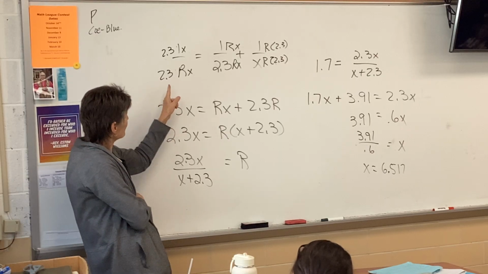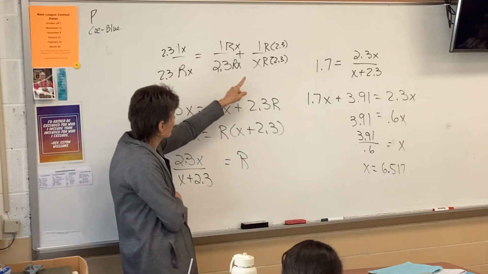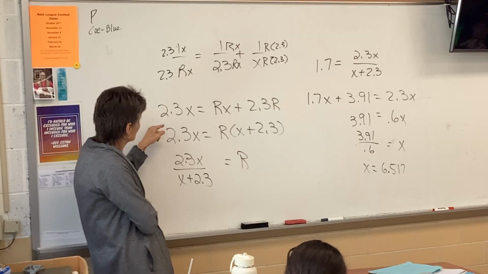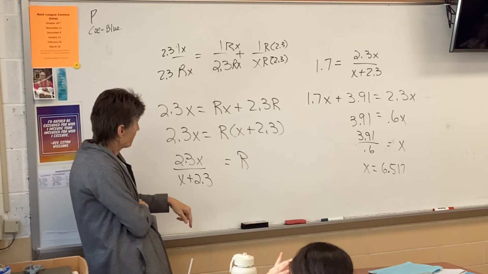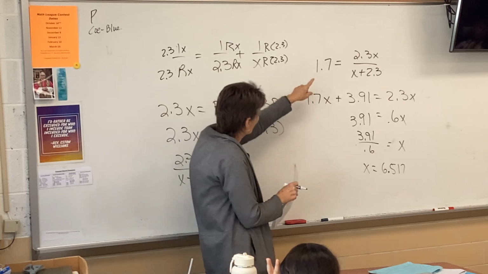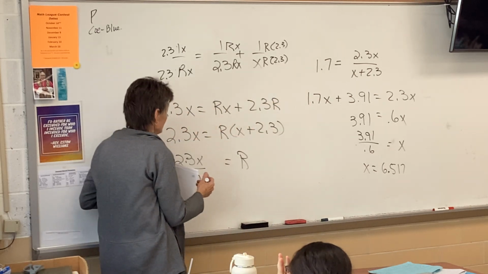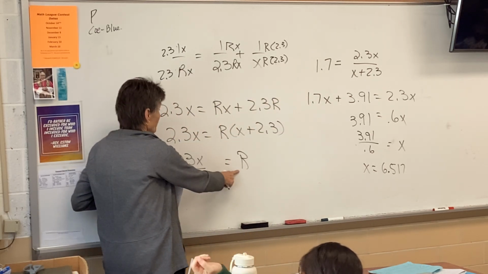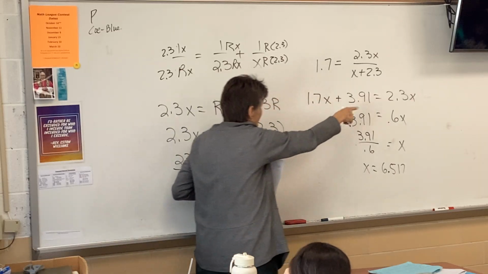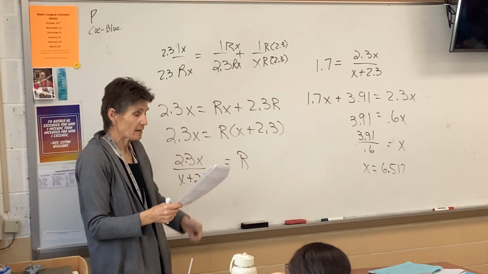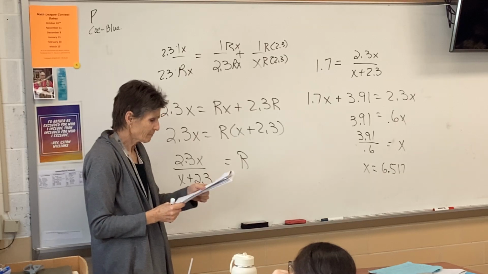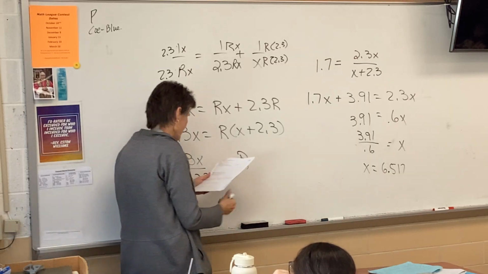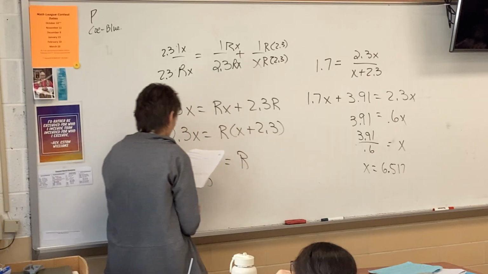So yesterday we got a common denominator and then solved for R. And then today, we're putting in 1.7 for R and then having to solve that equation. Does that look okay with everybody? All right, one more, and then we'll be done with 2.7.